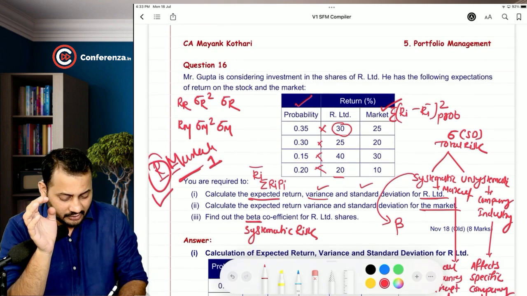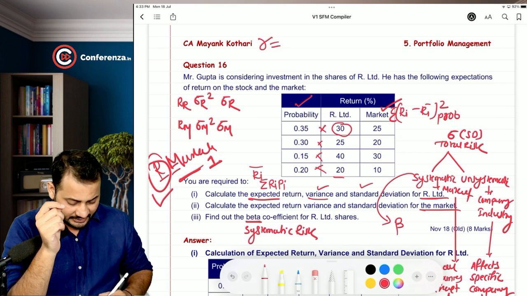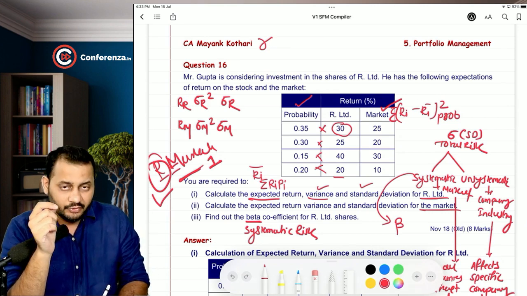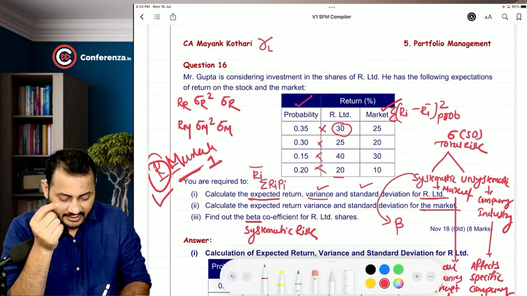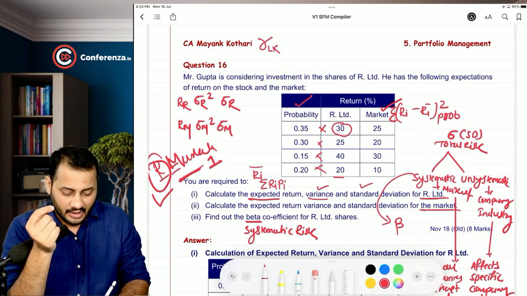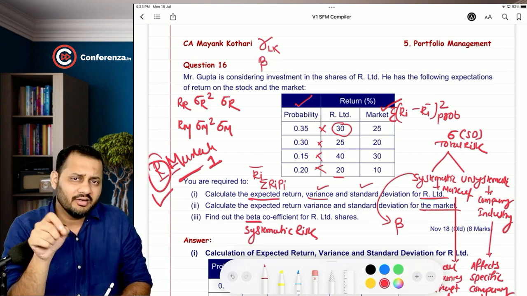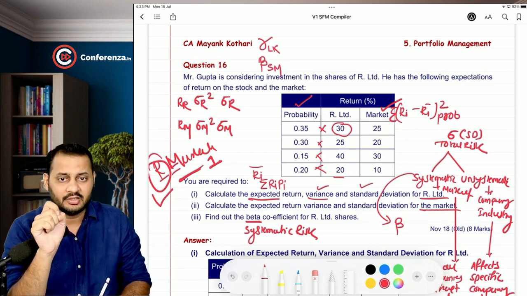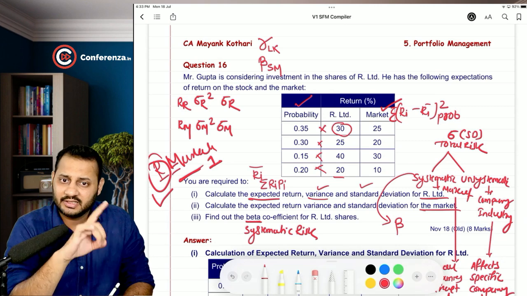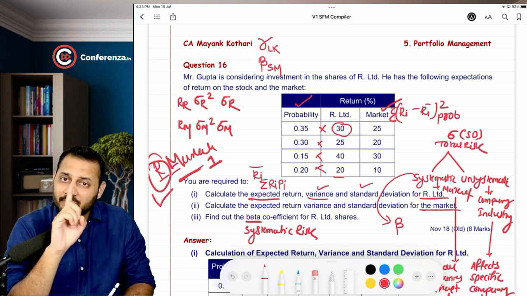So let's go with the concept of correlation coefficient. Do you understand? Correlation coefficient was a concept where we used to calculate the relationship between two different stocks, let's say L and K. And beta will be a concept where you will be calculating a similar relationship between the stock and the market. The second item, the second particular, will always be the market.